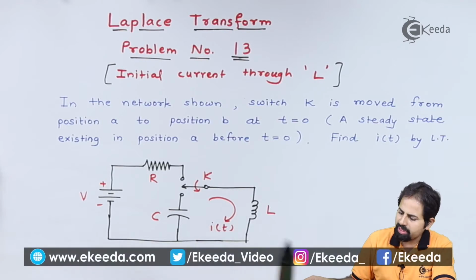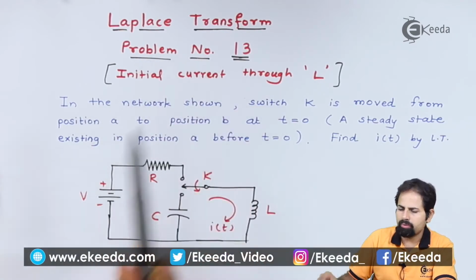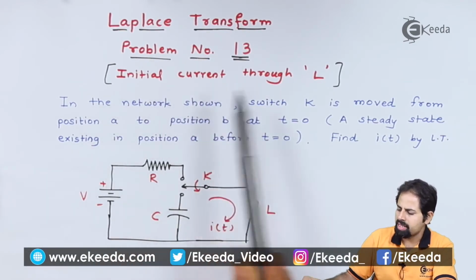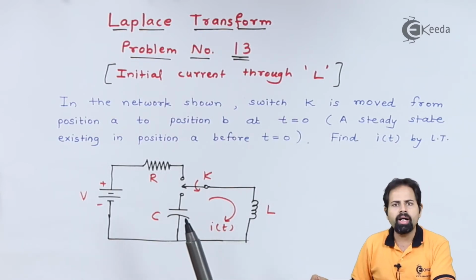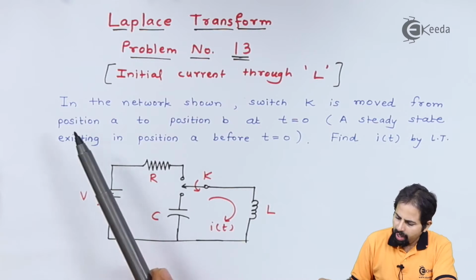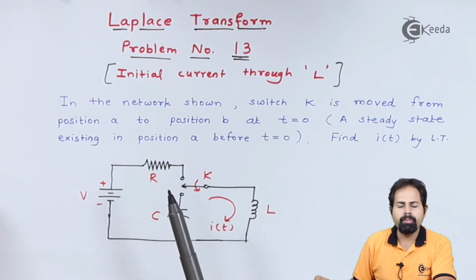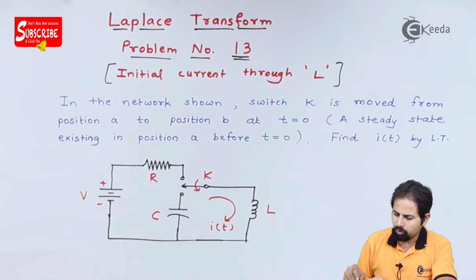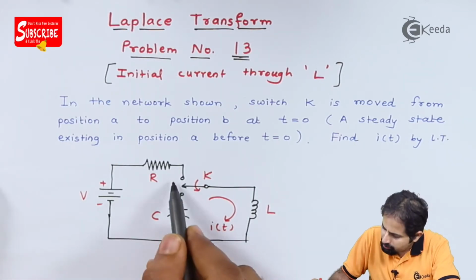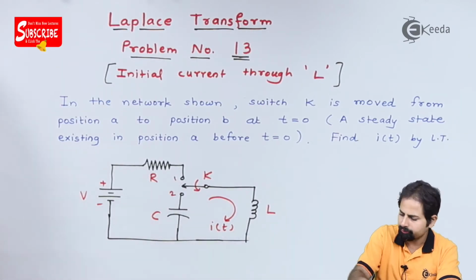Well, as you can see here, the heading is problem number 13 and there is something called an initial current through L. L means inductor. So there can be some kind of initial current through this. In this network, there are no particular parameter values. So switch K is moved from position 1 to position 2. We'll write those positions. This is position 1, this is position 2.